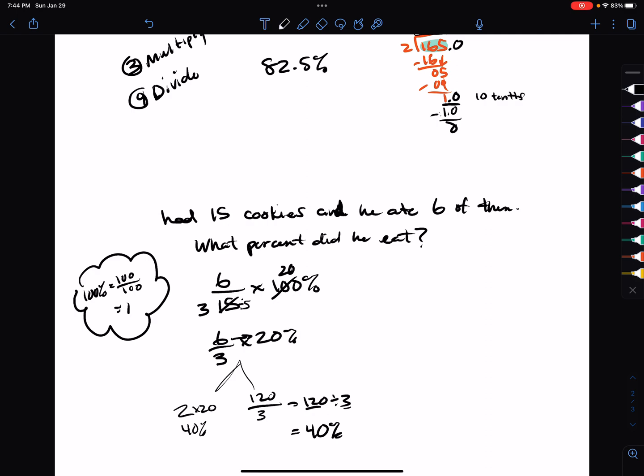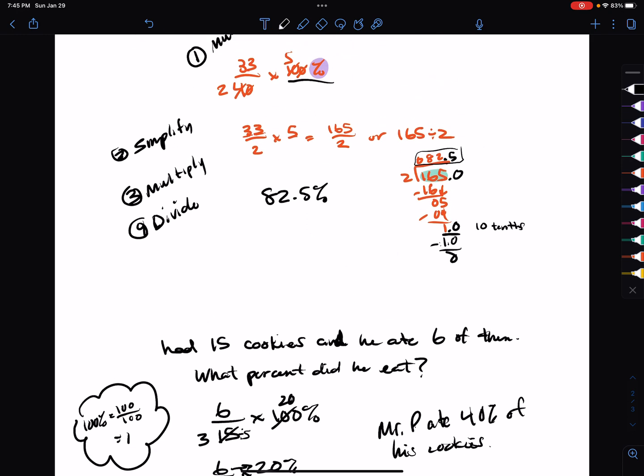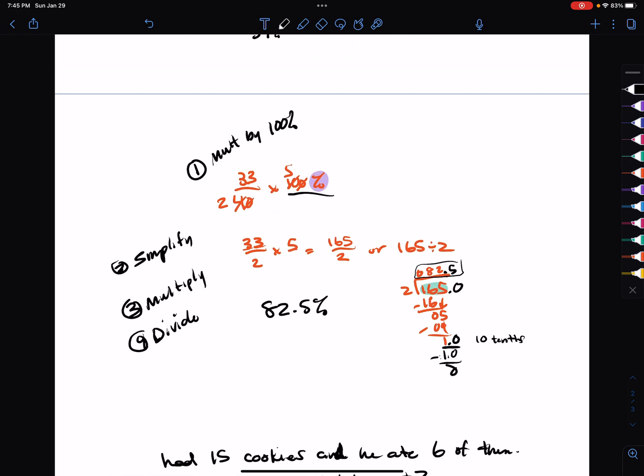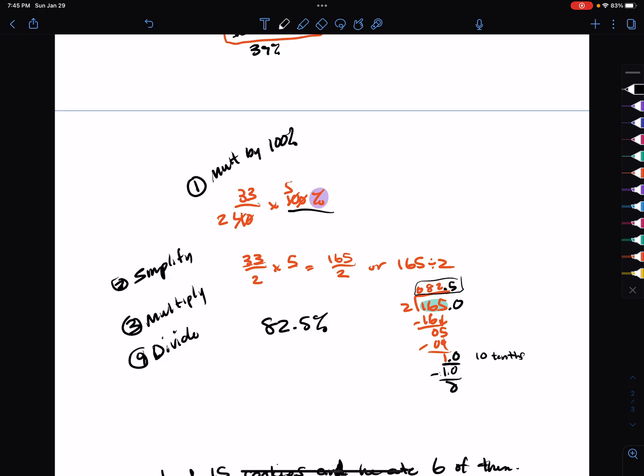So I ate, Mr. Plaska ate 40% of his cookies. And that is a pretty realistic problem. So here's how you can see that these steps of let's multiply by 100, we can simplify, multiply, and then divide if necessary, can work out for a lot of other problems.